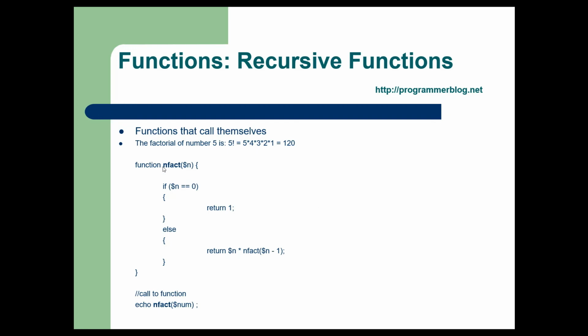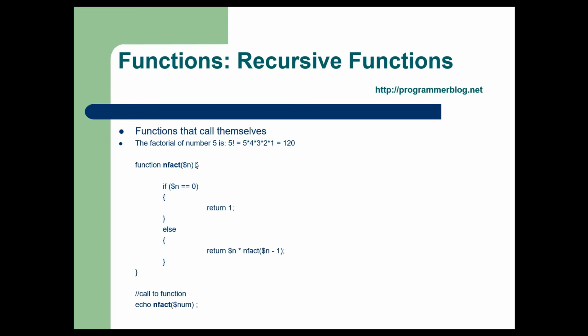Consider this function nfact, and this function receives a number. If the number is equal to 0, the function will return 1. Otherwise, the same function is called again with a number less than the actual number. Suppose we have passed number 5 to this function. In the else case, 5 times nfact of 4 will be passed to this method.